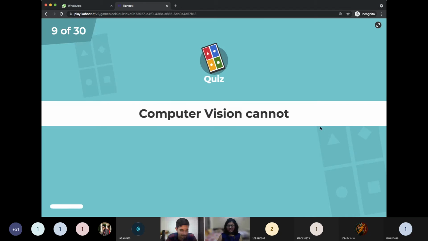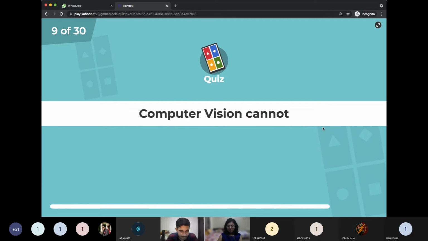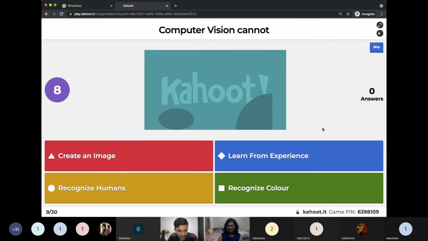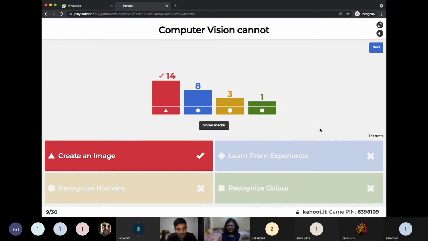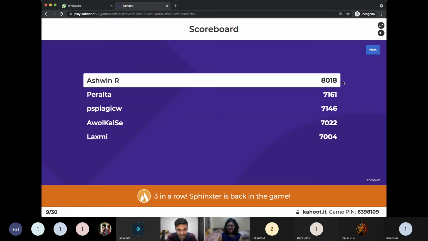Moving on to the next question. Computer vision cannot: create an image, learn from experience, recognize color, recognize humans? It's a fast 5 question. You have to answer it very fast. You have very less time left. It's over. A lot could not answer the question. That is pretty fast. Okay, 14 got it correct. Exactly. The leaderboard might have changed. Yes. Pixar is in the top 5.